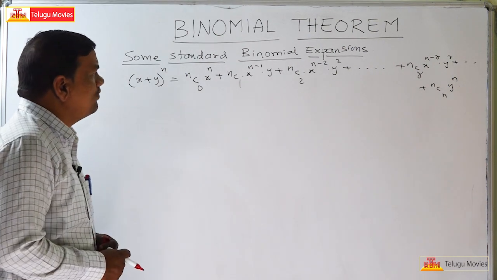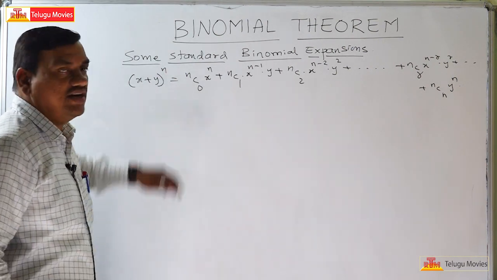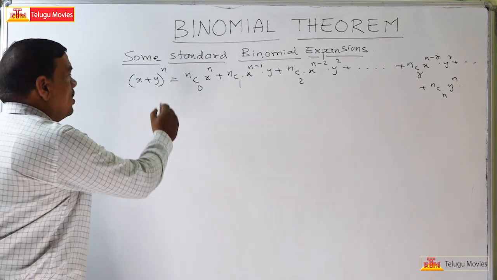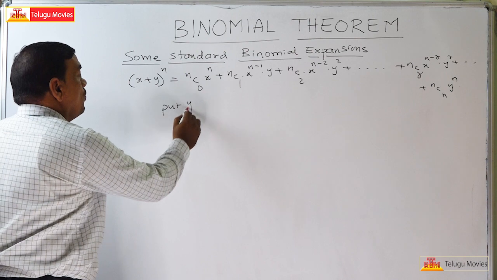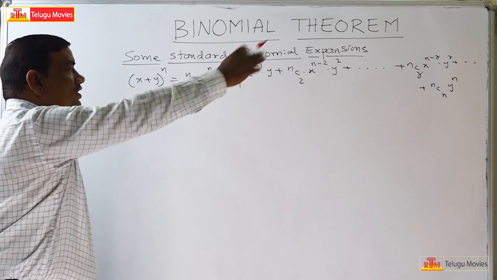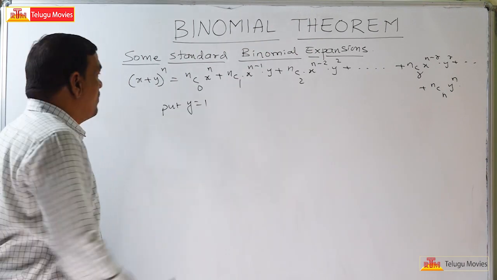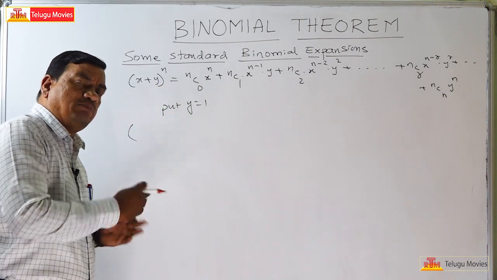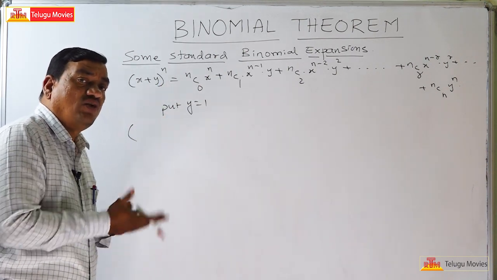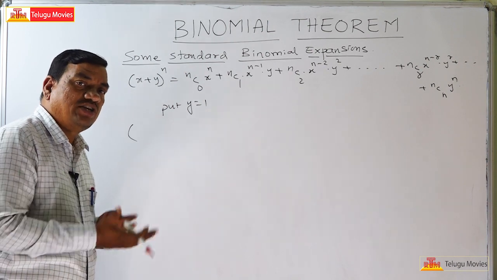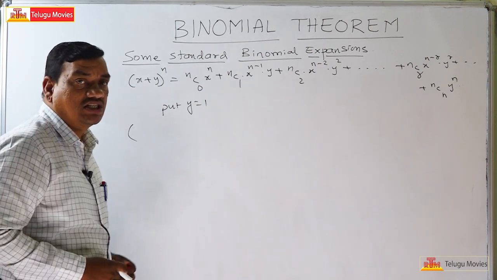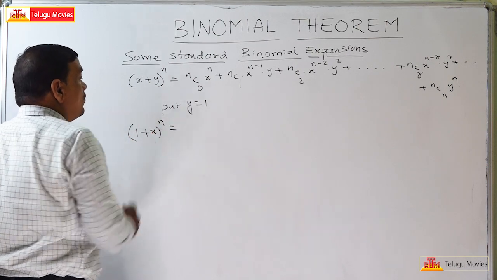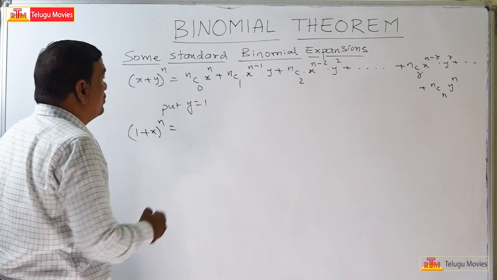Here, of course, n is a positive integer, that is, natural numbers. Put y equal to 1 in the whole expansion and let us see what happens. Here the expansions of (x + 1)^n and (1 + x)^n are both the same, as already discussed earlier. So this is (1 + x)^n. Wherever y is there, substitute 1.